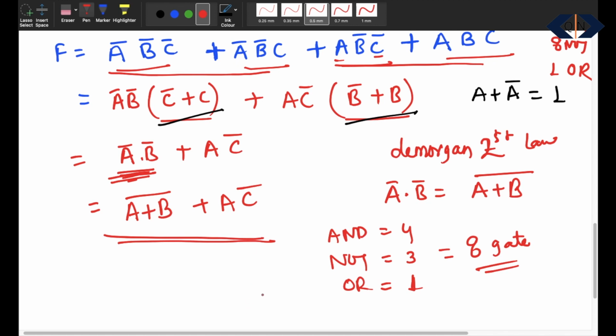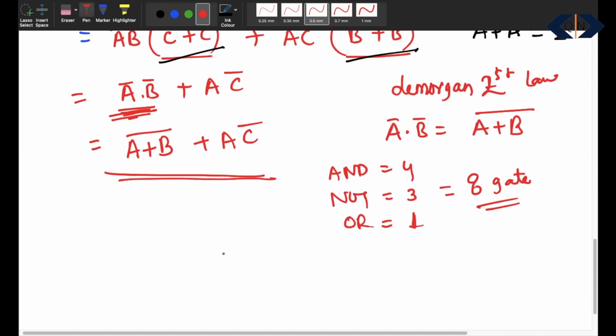But now if we see how many gates we required, so A plus B, it is one OR gate, then one NOT gate, and here one NOT gate. So how many NOT gates required? 2. How many AND gates required? 1.